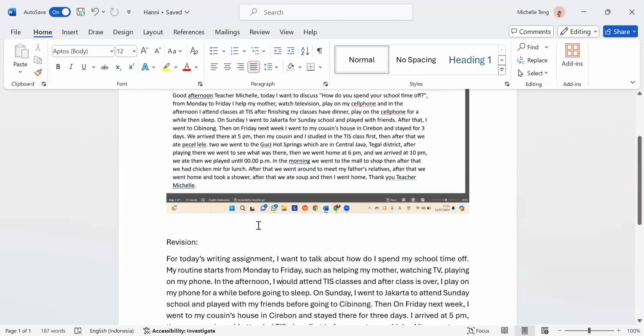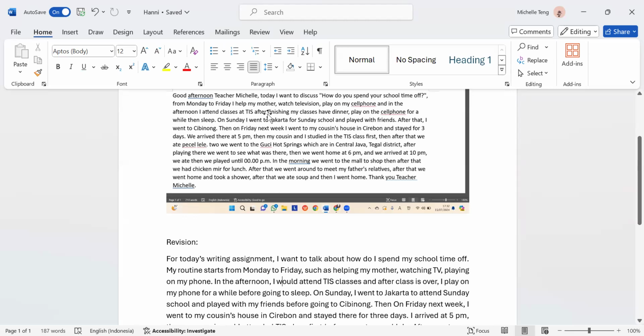And now I divided the last part of the sentence, from one whole lengthy sentence to three parts. So now there are three. I changed this third one, in the afternoon. I had a comma right here because it's dependent. It should be divided by a comma, and then we start the independent clause. I attend TIS classes after class is over. At the comma, I play on my phone for a while before going to sleep.